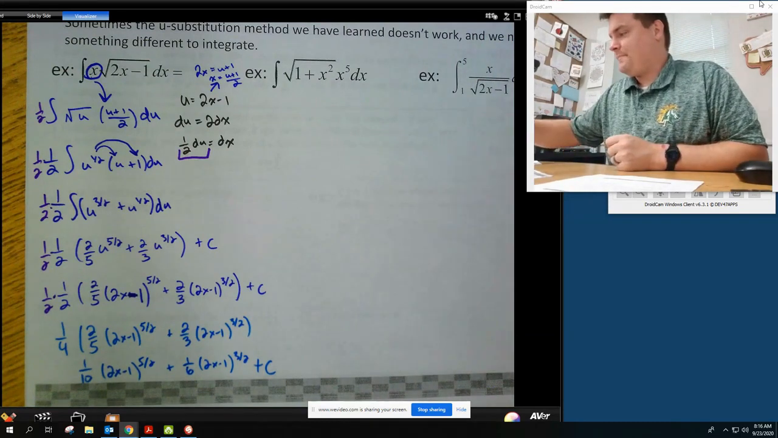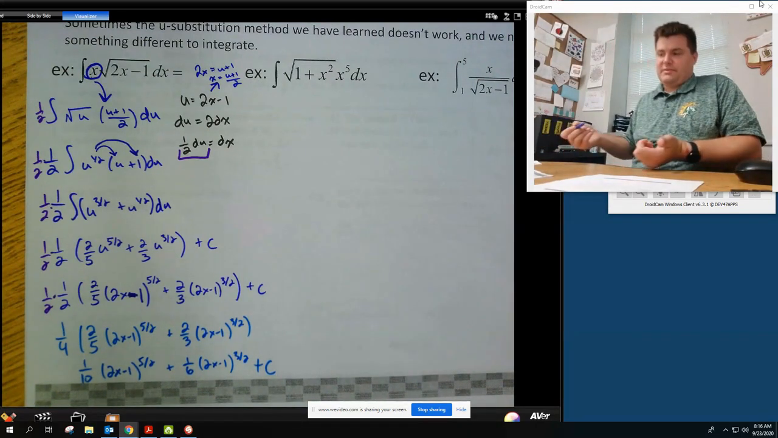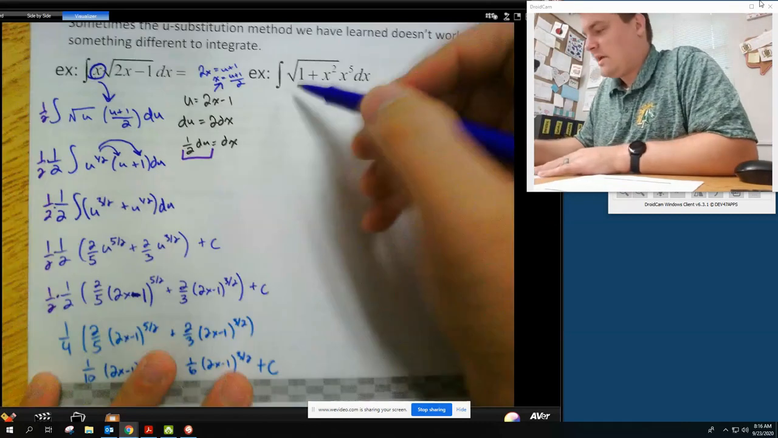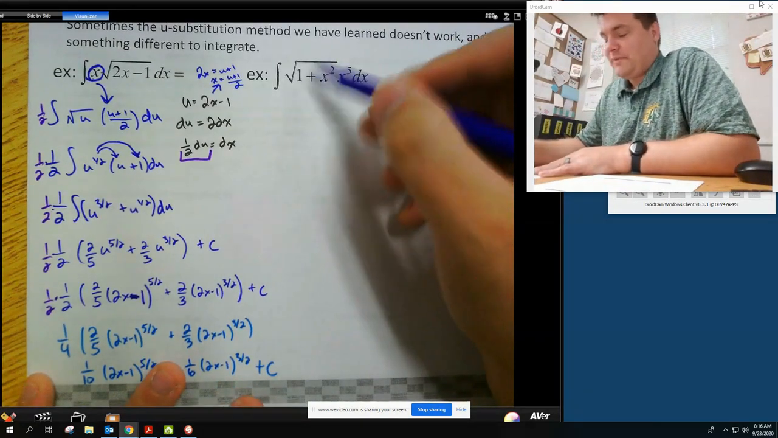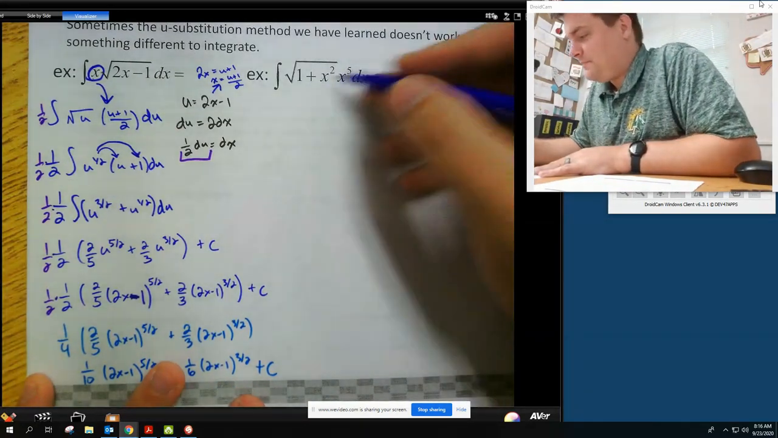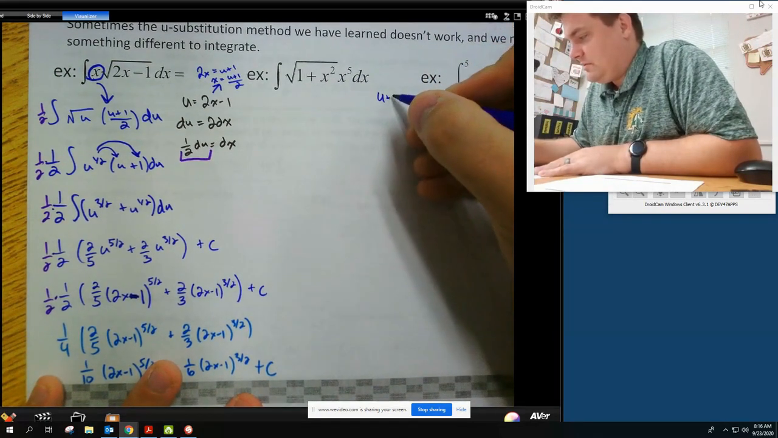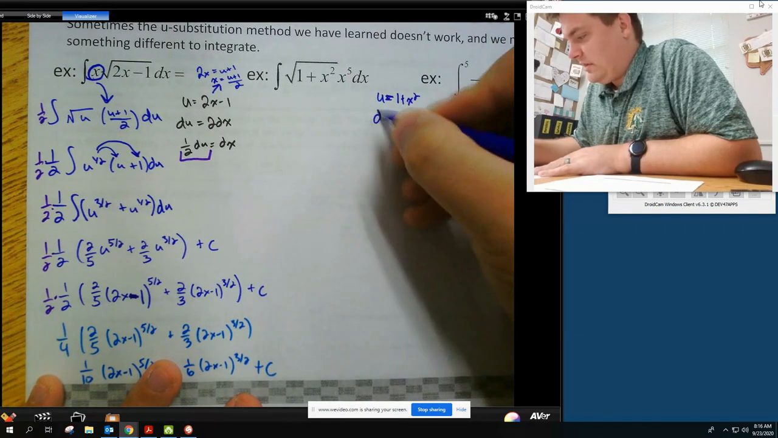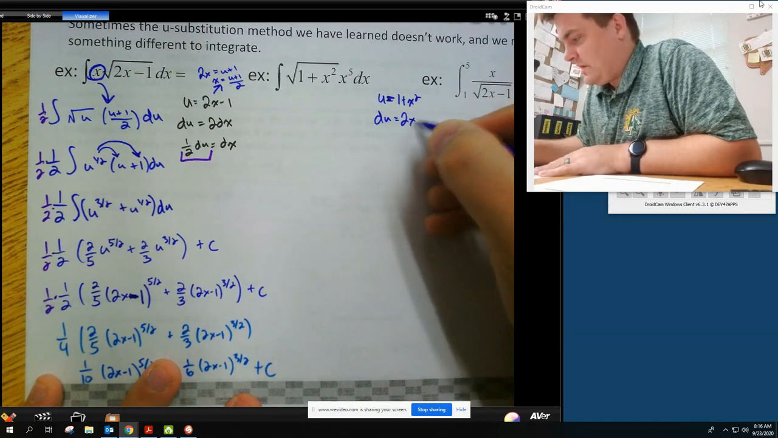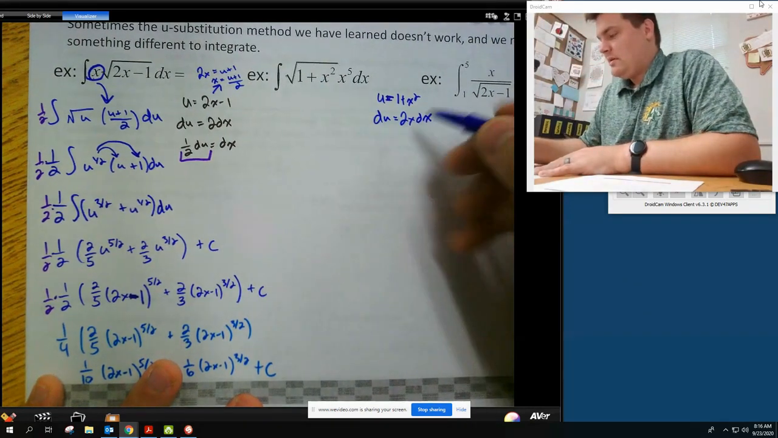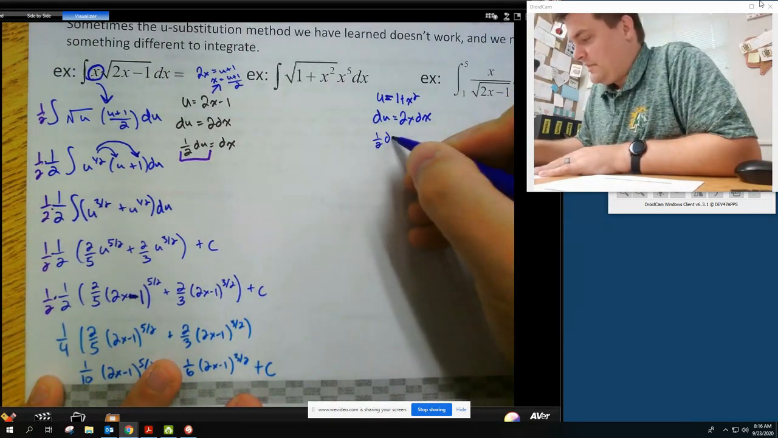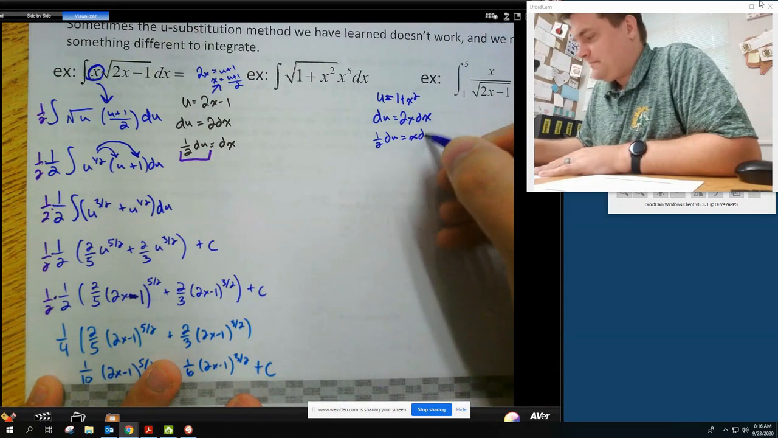All right, next problem, super similar. Okay, I'm going to do my u sub. Obviously, I have to do my u sub underneath the radical there. So it's going to give me u equals 1 plus x squared. So du is going to equal 2x dx. And I'm going to move that 2 over to be 1/2 du equals x dx.